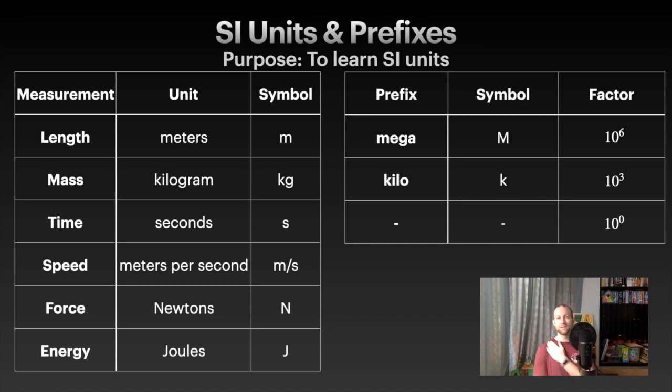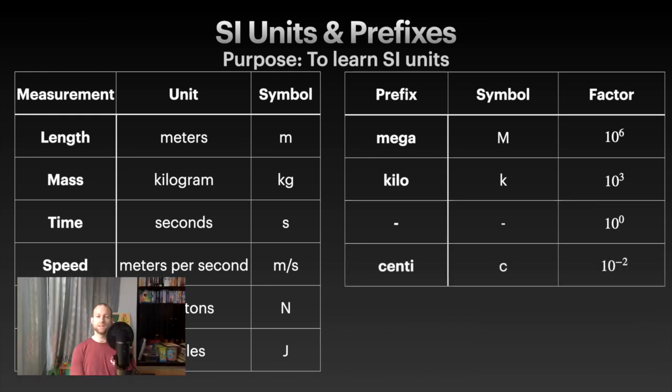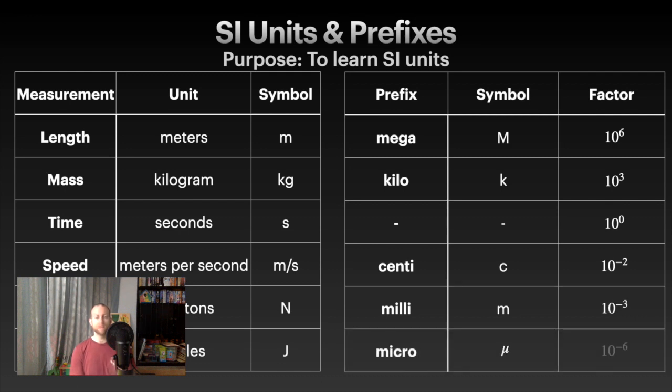So 10 to the power of 0, anything to the power of 0 is just 1. So there is no factor change. Doesn't change anything. Centimeters, 10 to the negative 2. Millimeters, those two you should be familiar with. And micro is this mu, it's a Greek letter, is 10 to the negative 6. These are your prefixes. These are going to be on your formula sheet.